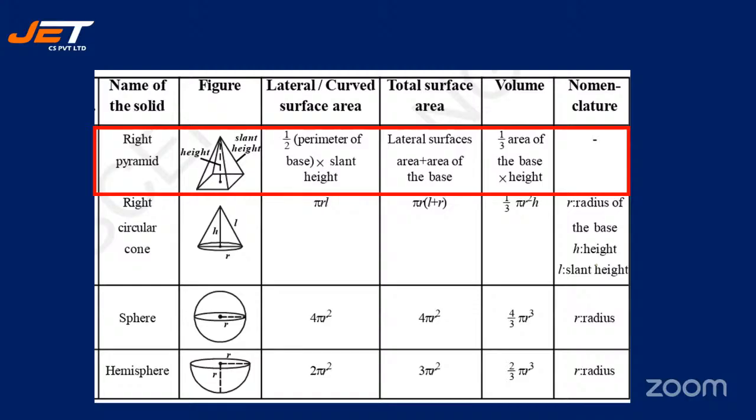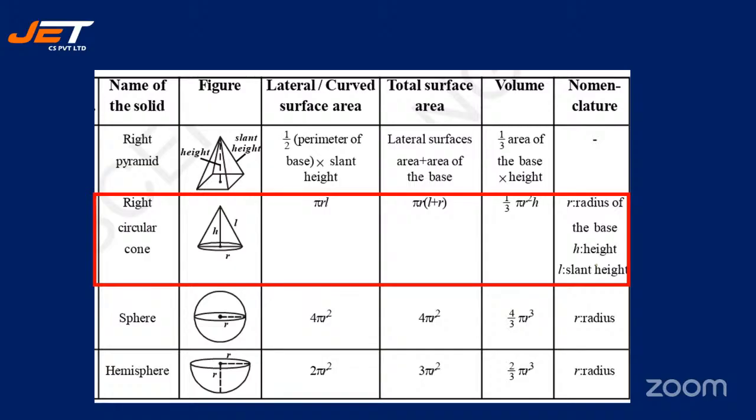Now let's move on to the right circular cone. You can see the figure over here, right circular cone. The curved surface area or the lateral surface area of the cone is pi r l, where l is the slant height. And what is the total surface area? It is pi r into (l plus r). And the volume of the right circular cone is 1 by 3 into pi r squared h. What is r? r is the radius of the base, h is the height, l is the slant height.